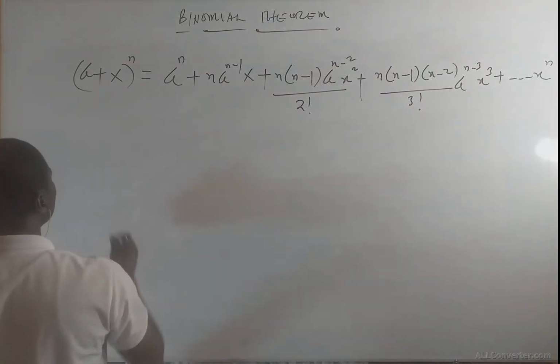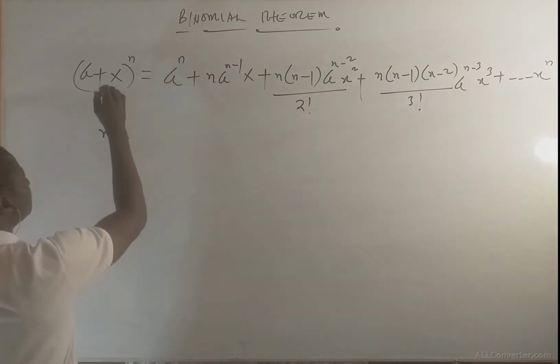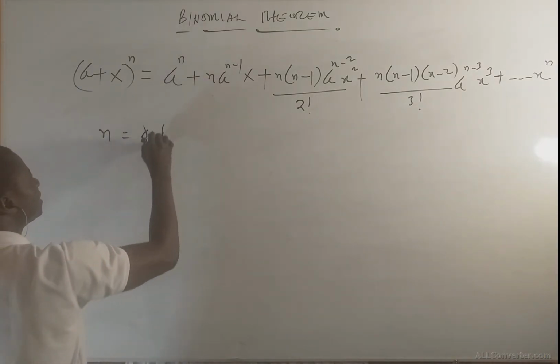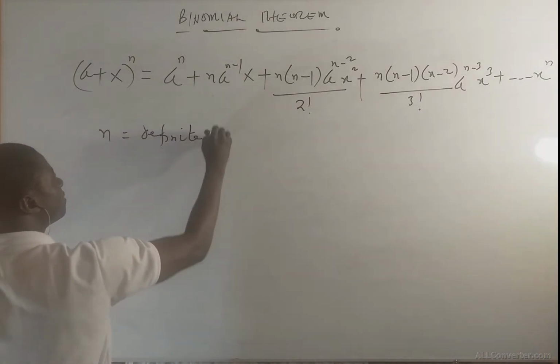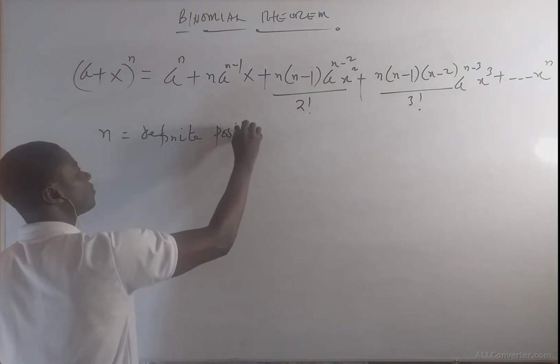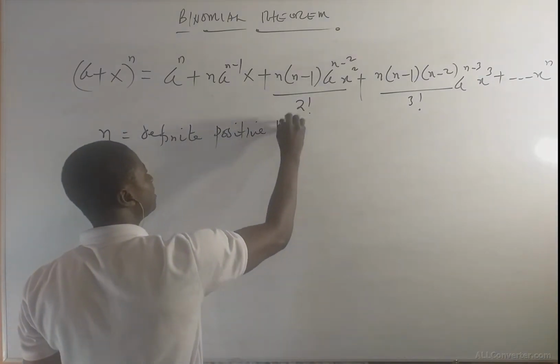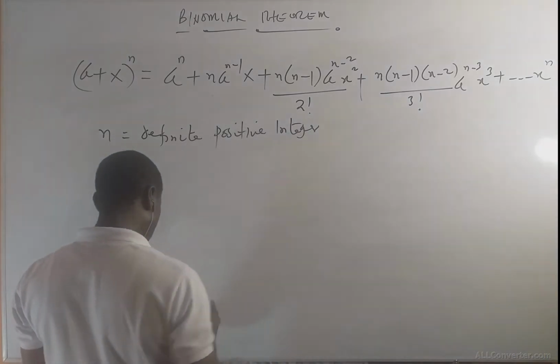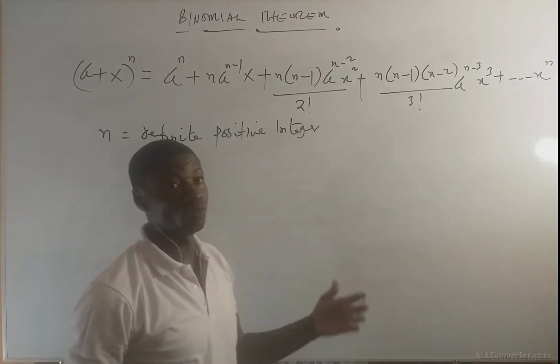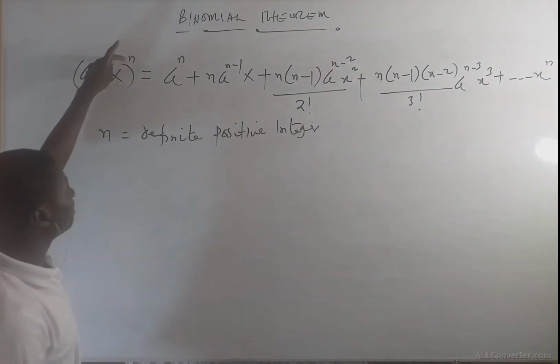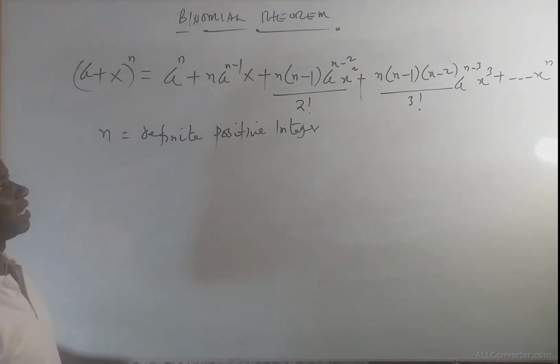And we use this formula when n is a definite positive integer. When we talk about integers, they are positive or negative whole numbers. And so when n is a definite positive integer, this is the expansion that you are going to use.